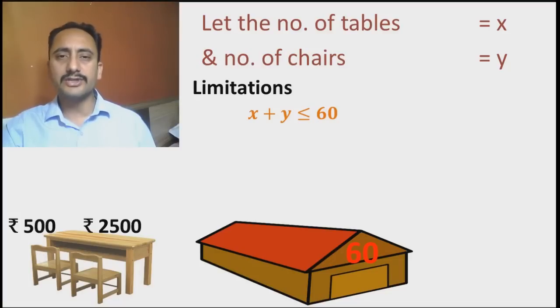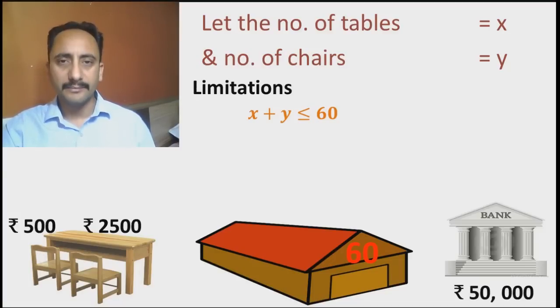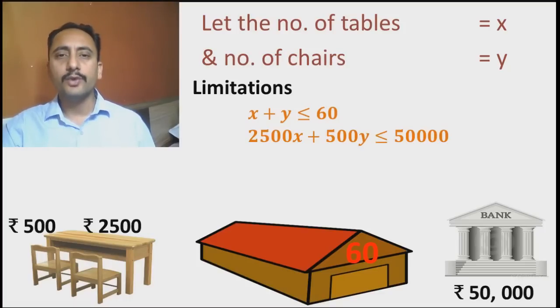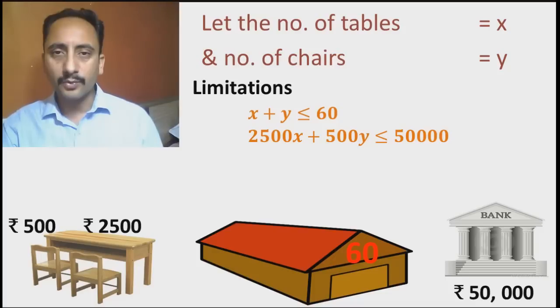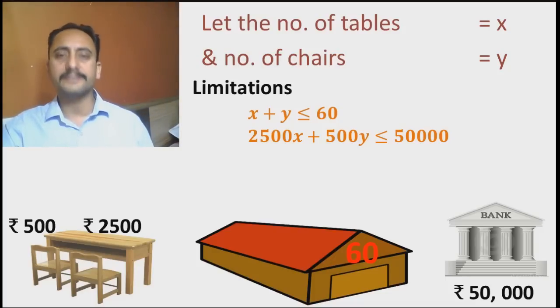The second limitation is the amount available with him. He can't spend more than 50,000 rupees. Hence, 2500 times x plus 500 times y can't exceed 50,000. So the second inequality which we obtain from the limitation is 2500x plus 500y is less than or equal to 50,000. Other than this, we know that the values of x and y can't be negative. So x will be greater than or equal to 0, and y as well.